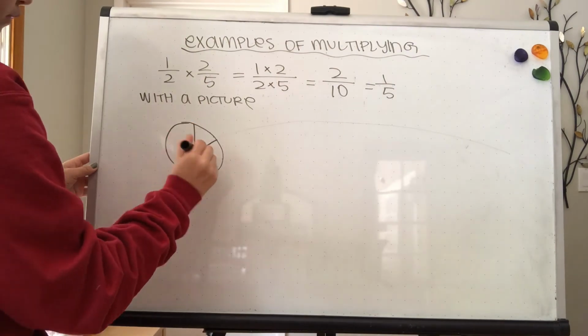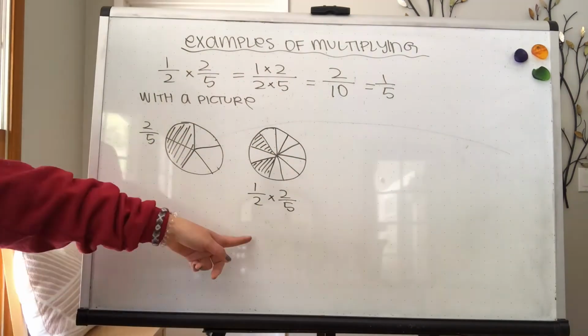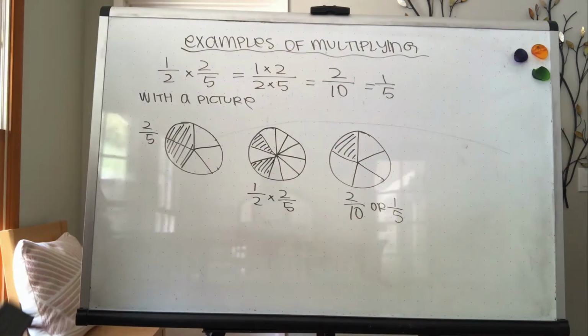What I'm first drawing in the picture is 2/5, which is 2 out of the 5 triangles are shaded in, and then when I multiply the 2/5 by 1/2, it's actually going to be dividing the triangles that we already drew. And so the answer would be one of those triangles, which is half of the 2 that we originally drew.